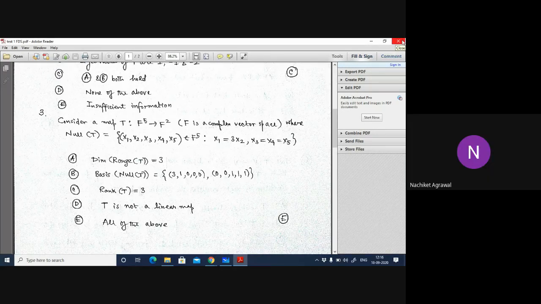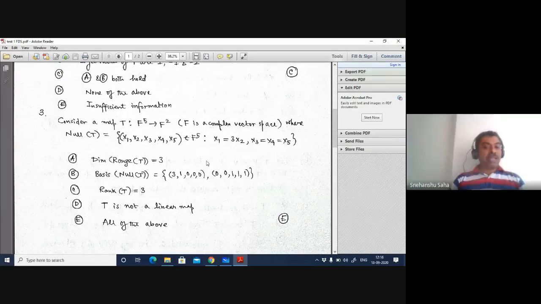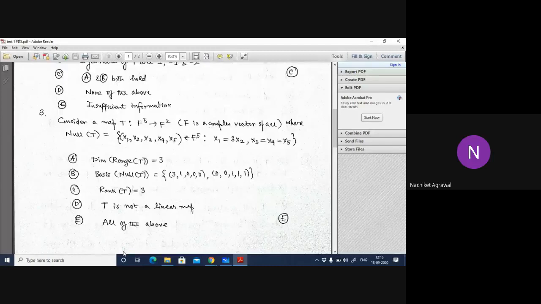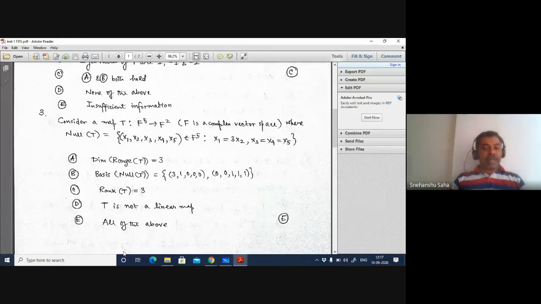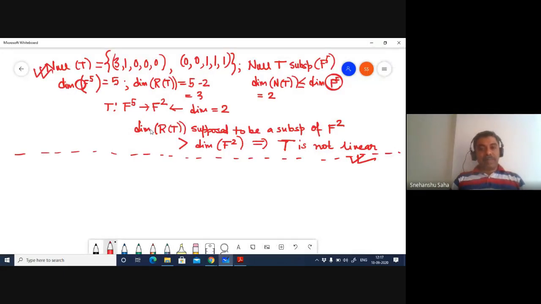Sir, but the null space is also correct, right? B. Yeah, all of the above, right? No, but the dimension of range of T being 3 is not just correct. We proved that it is not 3. The dimension of range of T is 3. When did I prove that it is not 3? I showed that the dimension of range of T, which is supposed to be a subspace of F2, is greater than the dimension of F2. It has to be 3. See?